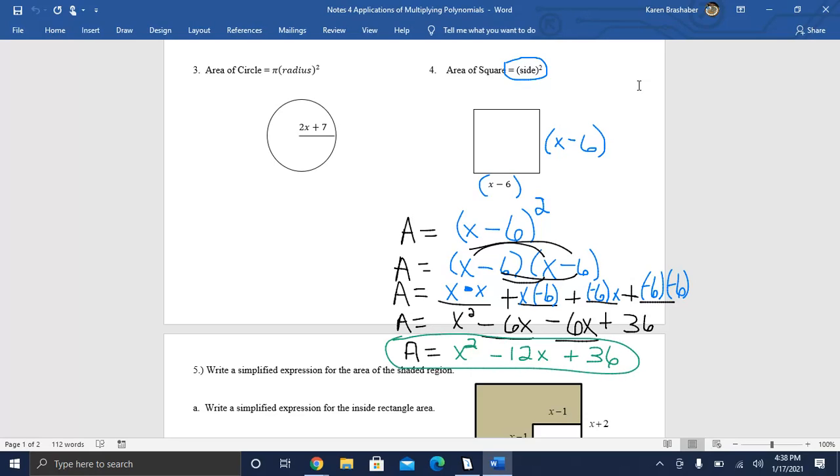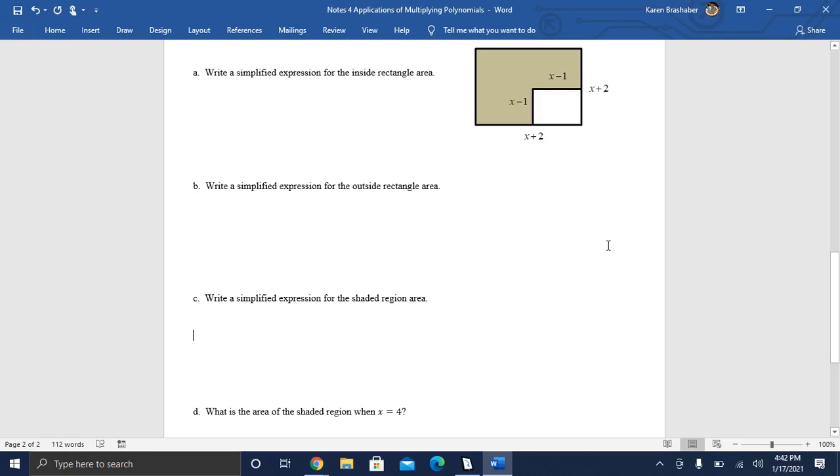And there we have your area of the square with one side being x minus 6. All right, so we'll have one problem to go. This is a combination problem where you're going to be finding the area of a shaded region, and that is on the back side of your paper. All right, as we look at the problem that's on the back side of your paper, we're going to find the area of the shaded region.